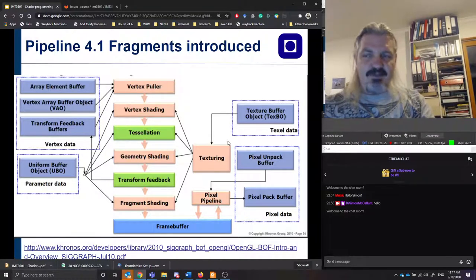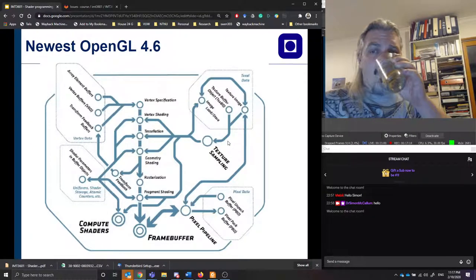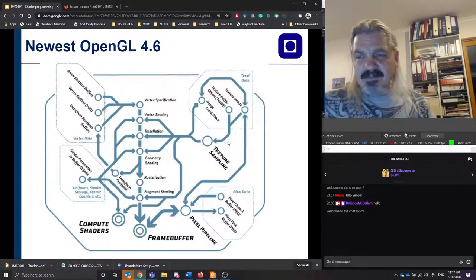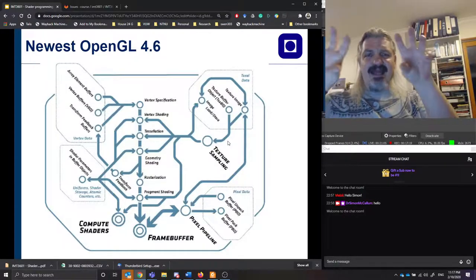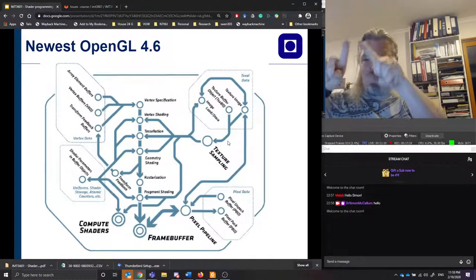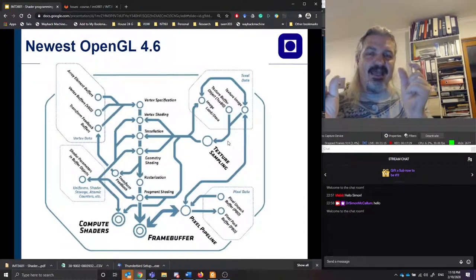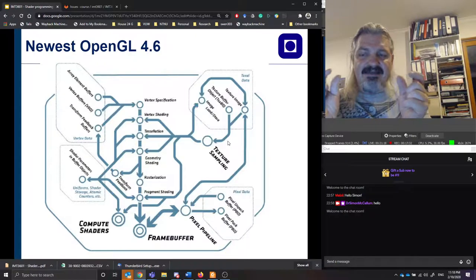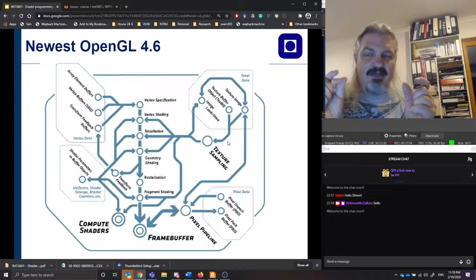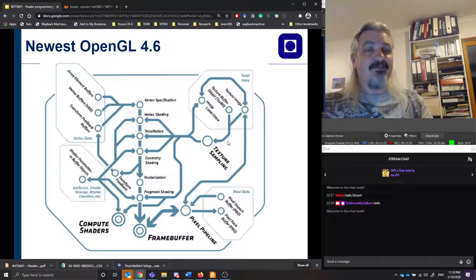Okay, so that's how 4.1 looked. We're now up to 4.6. And here in 4.6, we're seeing, like, now they're talking about sort of modules that stick and feed into a main pipeline. And we've now added compute shaders and frame buffers as the endpoints for a whole bunch of calculations. Now, to fully understand and manage your entire graphics pipeline, you have to manage all of these things, right?